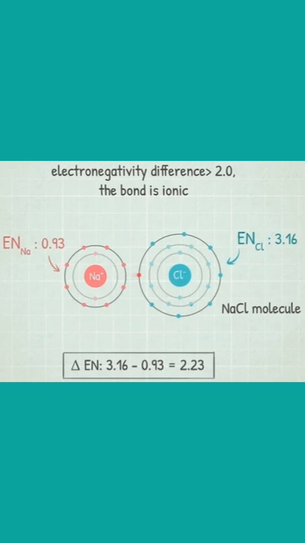Sodium has a 0.93 electronegativity, while chlorine has a 3.16 electronegativity. If we subtract these, the electronegativity difference will be 2.23. As I said earlier, if the electronegativity difference is 1.7 or more, then it is an ionic bond.